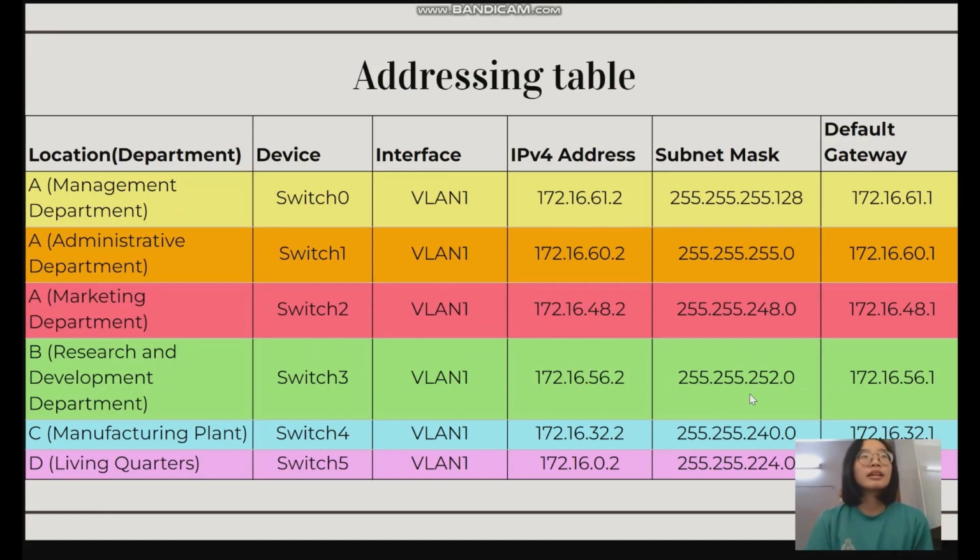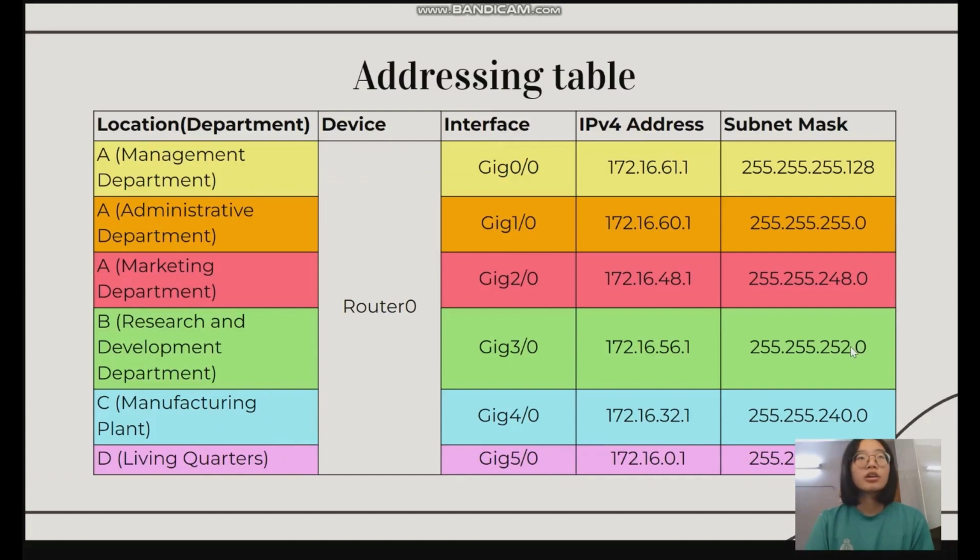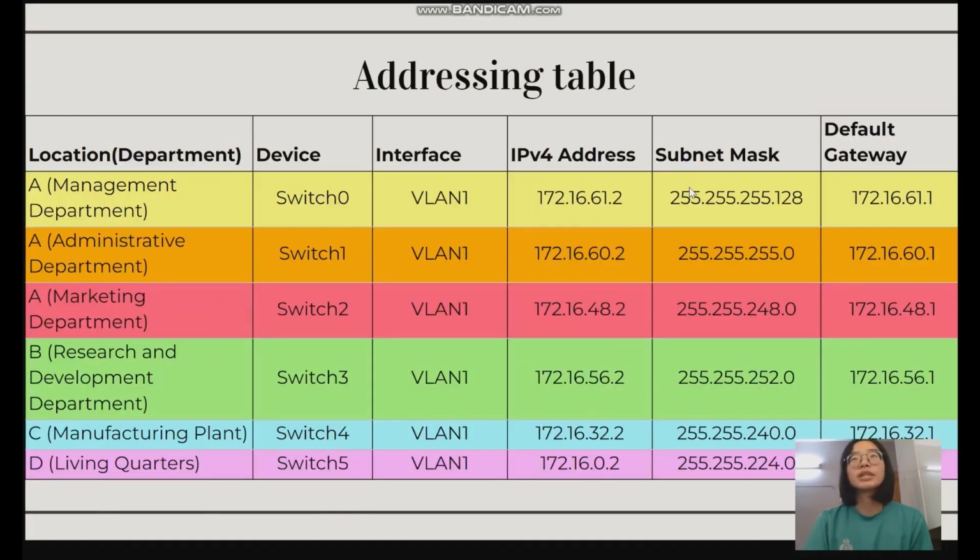Next, the location A management department, we are using switch 0 as our device. And the interface for all of the departments is the same, which is VLAN 1. The IPv4 address is taken from the last slide, the IPv4 address from the management department, but +1. The subnet mask remains the same, and the default gateway is the last slide IPv4 address from the management department. And for other departments, it is using the same method, except the device is different.